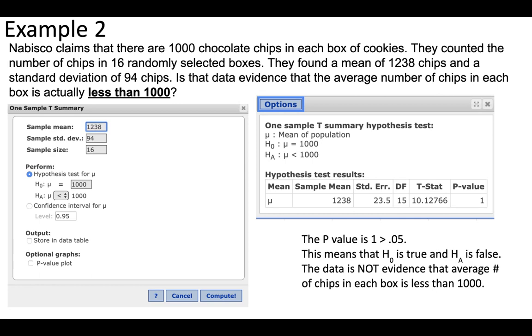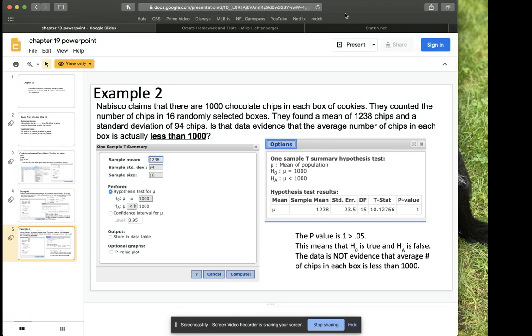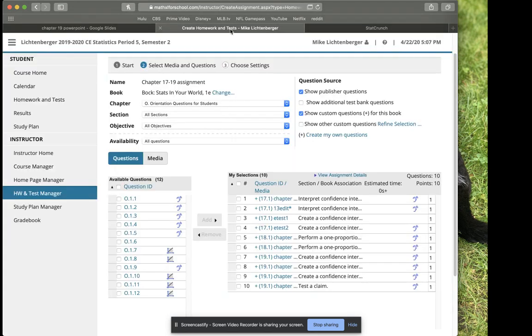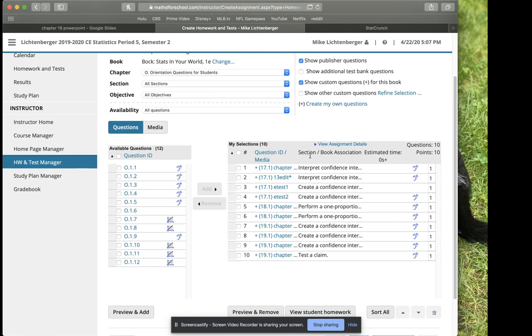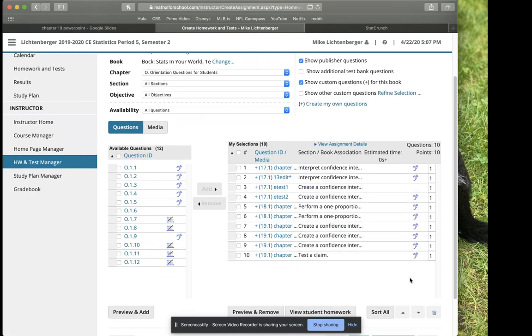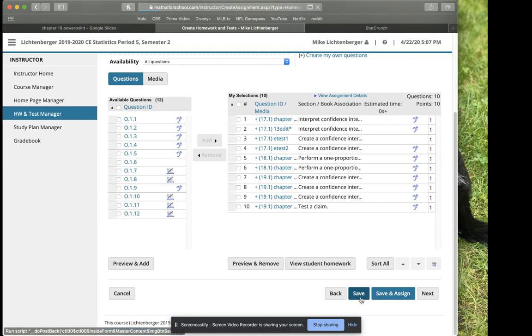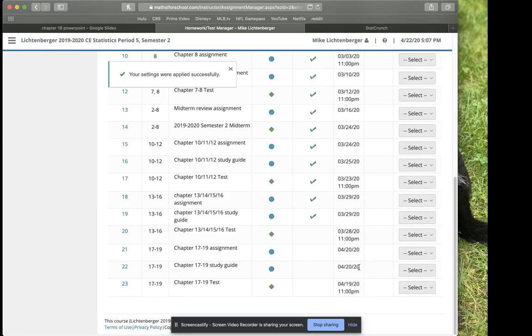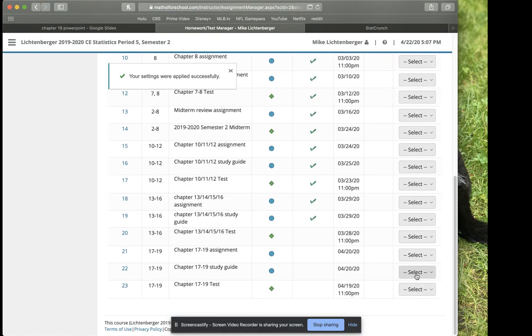And that's it for the PowerPoint. I wasn't lying when I said there really wasn't that much new. So I'll go to the Math Excel assignment now. I've already done the first 6 questions. So chapter 19 is 7 through 10, and I'm going to quickly go through those questions.